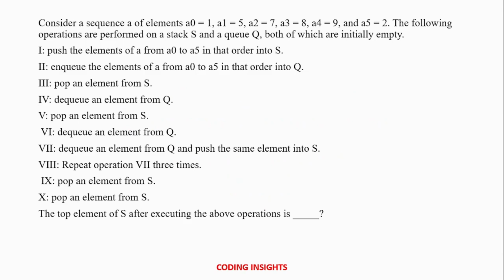Consider a sequence A of elements A0 is equal to 1 to A5 equal to 2. The following operations are performed on a stack S and a queue Q, both of which are initially empty. So this problem is basically related to stack and queue, and they have given 5 different elements A1 to A5. The condition is both are initially empty, and they have given 10 different operations that can be performed on the stack and queue. Let's see one by one.